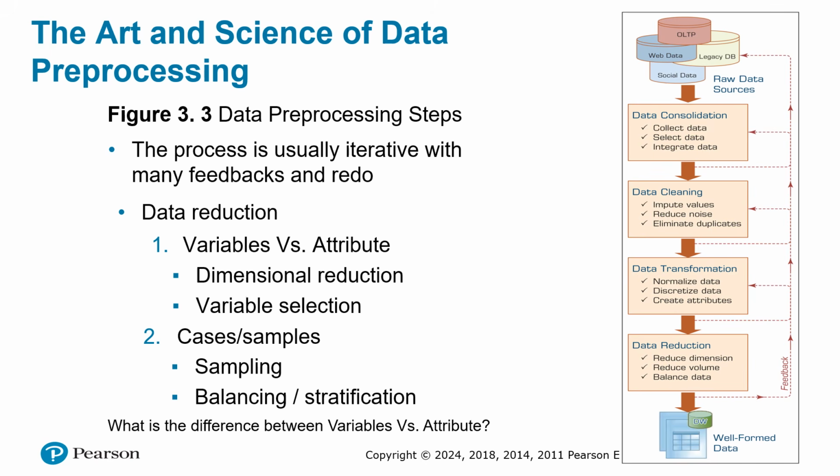So you can even use different variables to make the index as well. Variable selection is also very important. If you are able to understand the variables easily, you can manage those particular variables. So cases, sample, sampling, and balancing. Of course, sampling is very important.